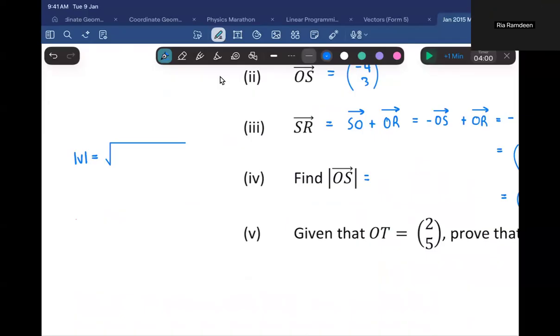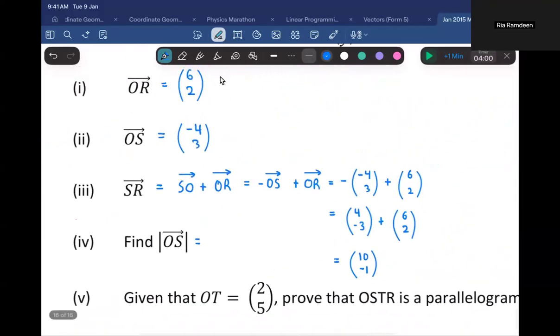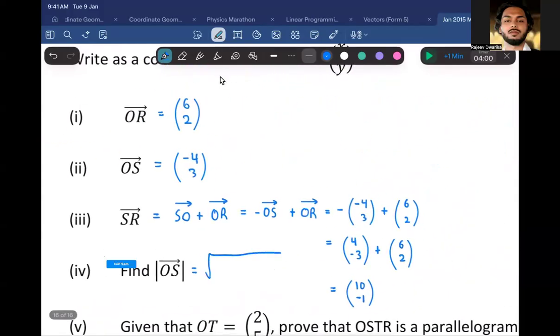Is it x squared plus y squared? Yep. Big maths boss. So that was our wild guess, but you remembered it.